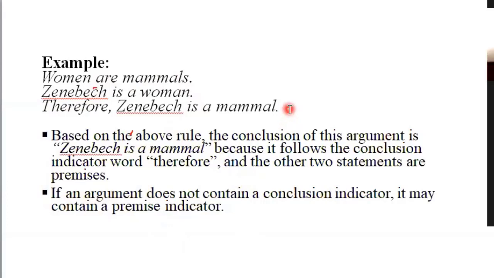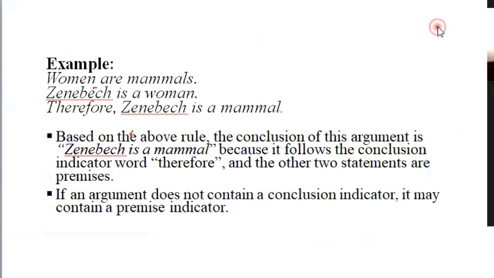Simultaneously, there might not be expressed indicator words of both the premises and the conclusion. We may have a conclusion indicator, or we may have a premise indicator. If we are able to identify one part of that argument, by the rule of elimination the remaining part is the other part of the argument. If we have a conclusion indicator, the remaining part is the premise. On the contrary, if we have a premise indicator, the remaining is the conclusion.